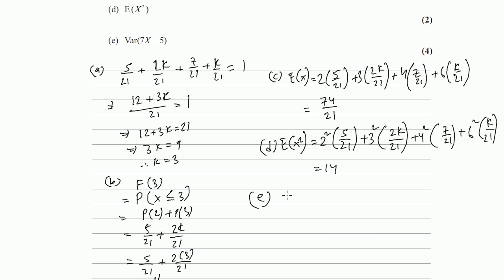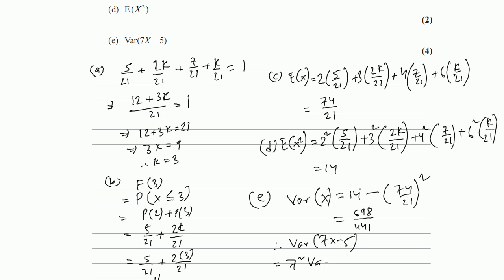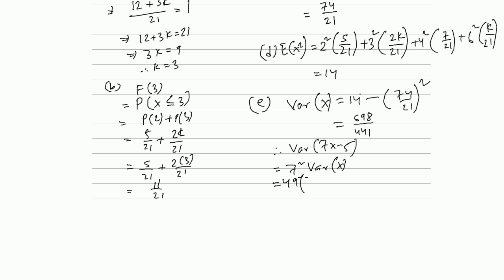So we know before that we need to find the variance. So variance is E(X squared) minus mu squared, which is 74 by 21 whole squared, and that gives the variance 698 by 441. Therefore the variance of 7X minus 5 is going to be 7 squared times the variance of X. This thing disappears. So 7 squared is 49 times the variance 698 by 441, and the answer is 698 by 9. So this is a pretty straightforward sum.